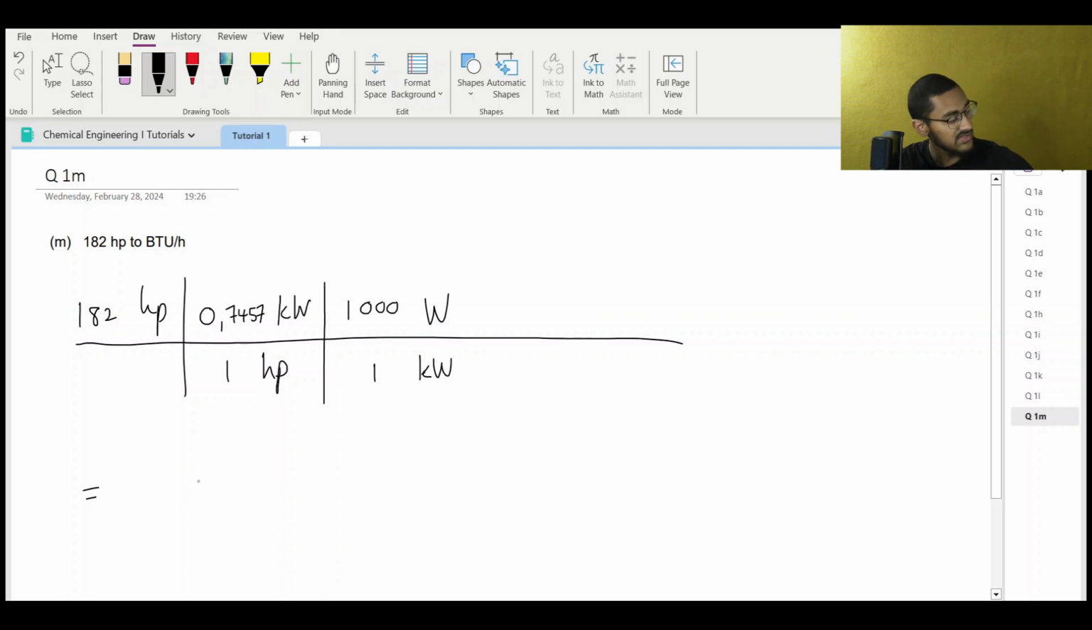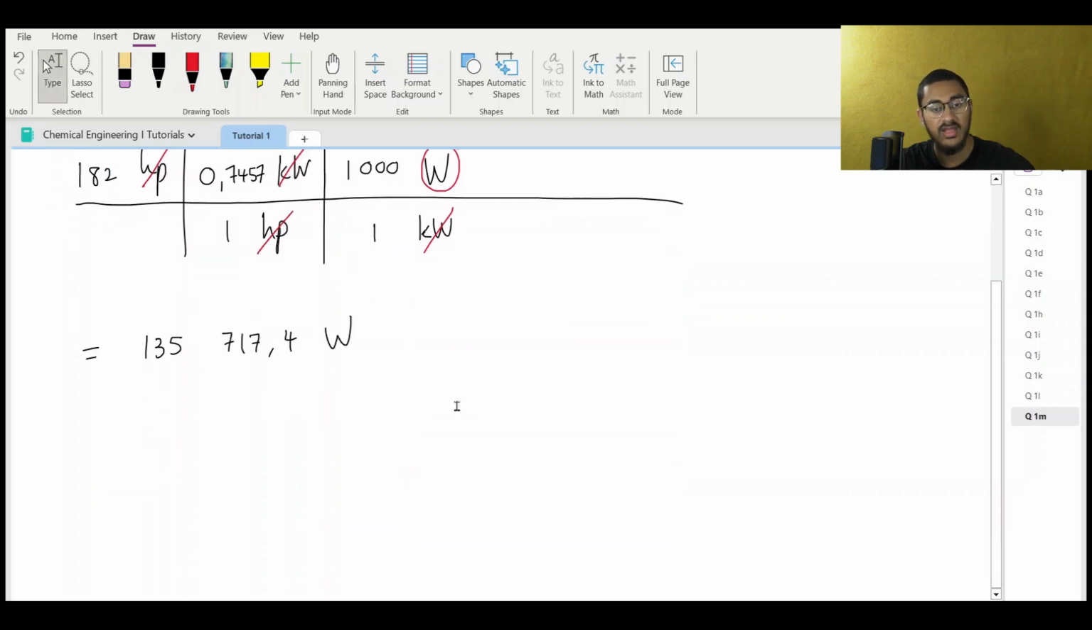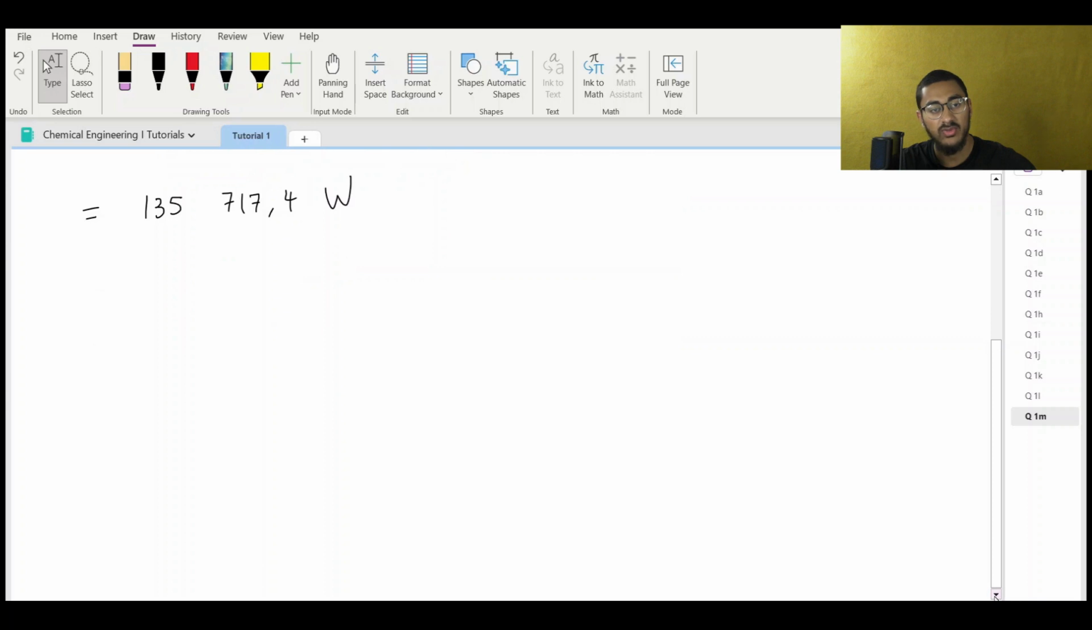I put that into my calculator, and I end up with 135,717.4 watts. So you can just check with me if the units cancel. Horsepower cancels with horsepower, kilowatt cancels with kilowatt, and the only unit I'm left with is watts. Now, you can go back to a previous example that we did where we broke down the units for watts. But by now, it should be second nature to you. Or not by now, but at some point it will become second nature to you that a watt is broken down into joules per second.